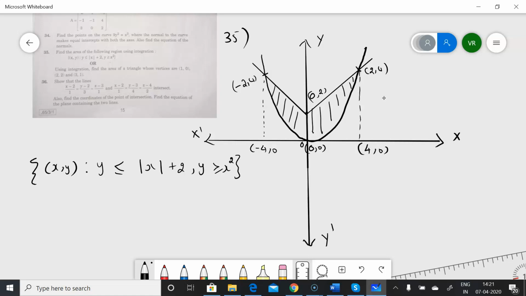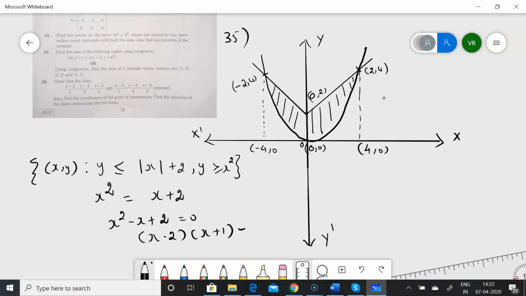The 35th question says, find the area of the following region using integration: x, y such that x is lesser than or equal to mod x plus 2, y greater than or equal to x squared. When you draw the graph, you get it like this, and the shaded region is the required area. Now let us find the point of intersection. I can equate x squared is equal to mod x plus 2. I can take a plus x first, so that gives you x squared minus x minus 2, which factorizes as x minus 2 and x plus 1.